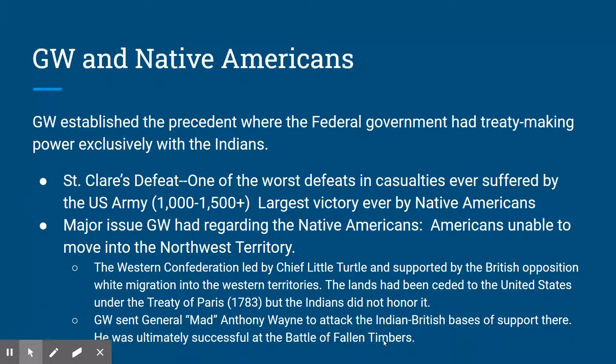Of course, one of the major goals of the Washington presidency was to help facilitate greater movement and expansion into the Western territories, especially the Northwest territory. And unfortunately, because of Native American groups in that region, Americans were unable to really move into that territory. One of the first efforts to clear out Native American tribes from the Ohio River Valley resulted in St. Clair's defeat, which ranks up there as one of the worst defeats in terms of casualty numbers ever suffered by the U.S. Army. You had a confederation of Native American tribes.